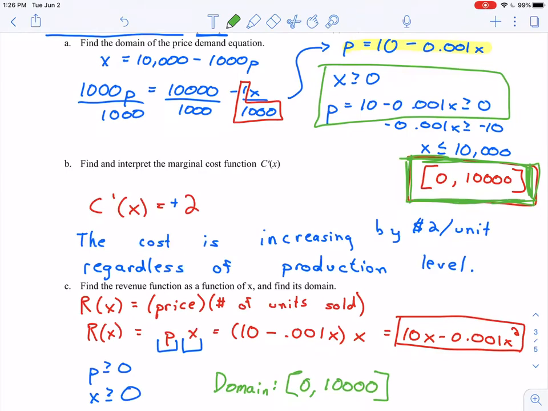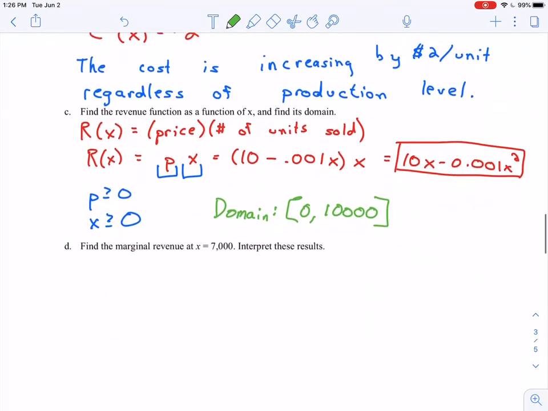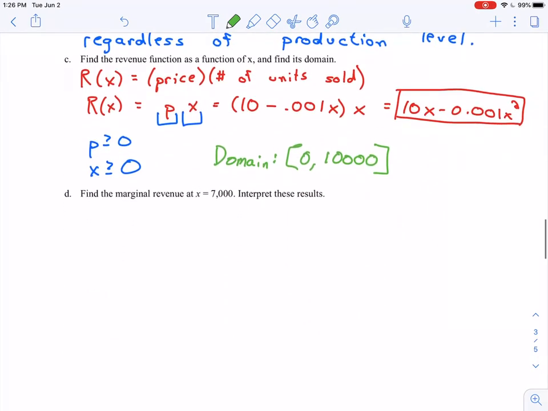I have my revenue function. I think I've got everything I need here. Part D says find the marginal revenue at x equals 7,000 units and interpret these results. So here, marginal means derivative, right? So first of all, I want to find r prime of x.